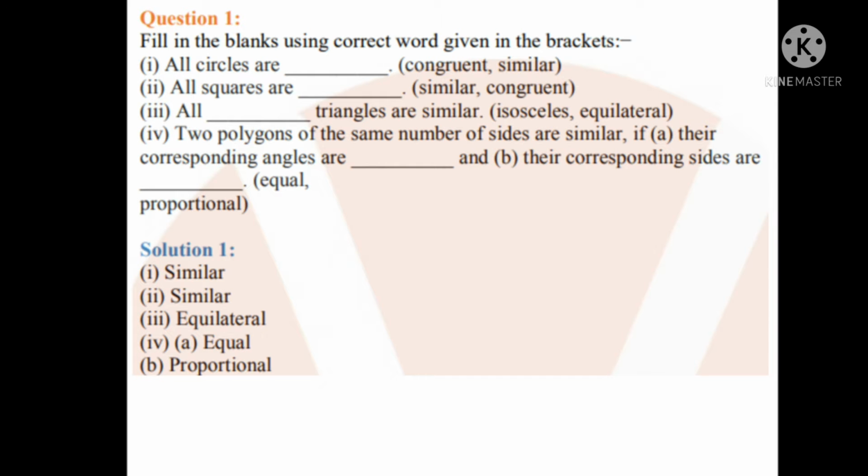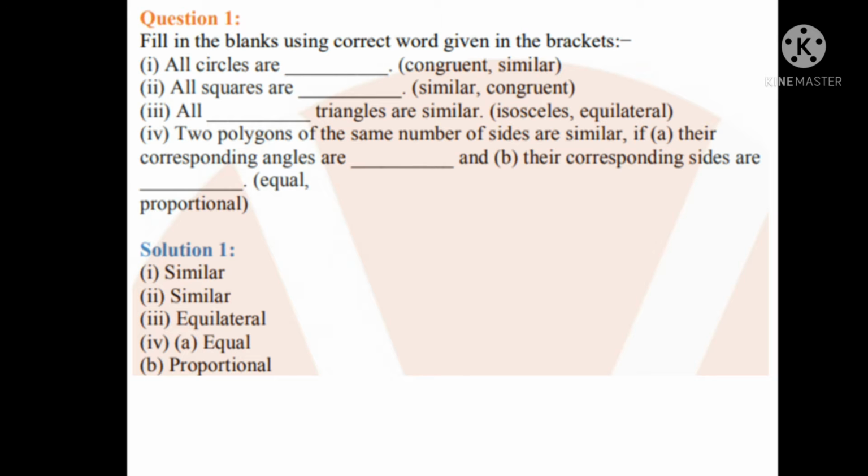Now let us do some of the MCQs. Now the first question is, all circles are congruent or similar? Which one is correct? Similar, because there may be a smaller circle, there may be a bigger circle. So all circles will be of the same shape. They may not be of the same size. So we can say that all circles are similar.